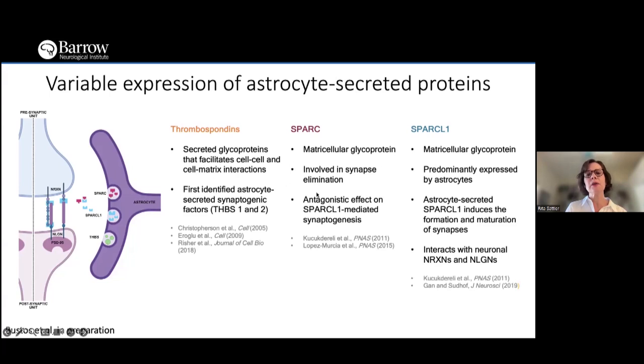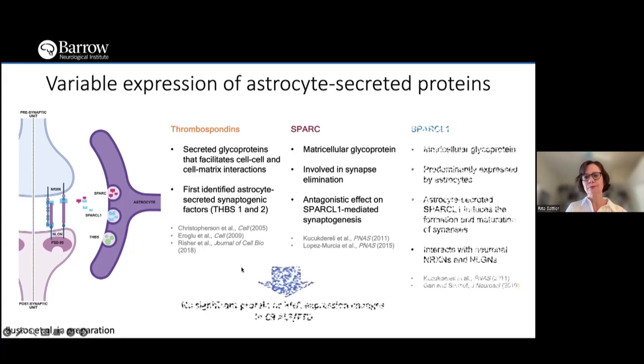And so SPARC is really an antagonist of SPARCL1, which is yet another glycoprotein. What happens is that SPARCL1 and SPARC can actually bind to each other. And when SPARC binds to SPARCL1, SPARCL1 can no longer support the neurexin-neuroligin transsynaptic bridge, thereby destabilizing the synapse. So these usually go in the counter direction. Often when SPARC goes up, that means SPARCL1 can no longer be active.